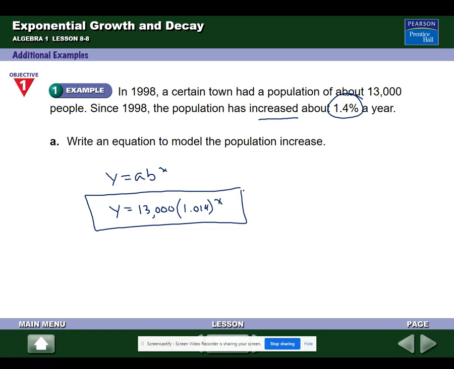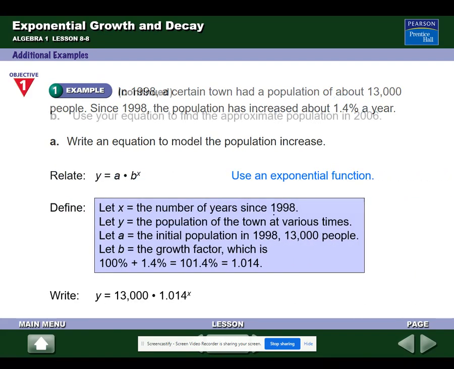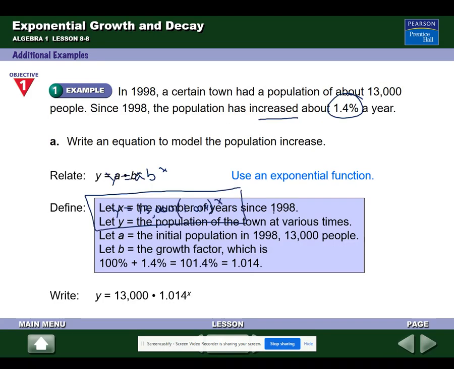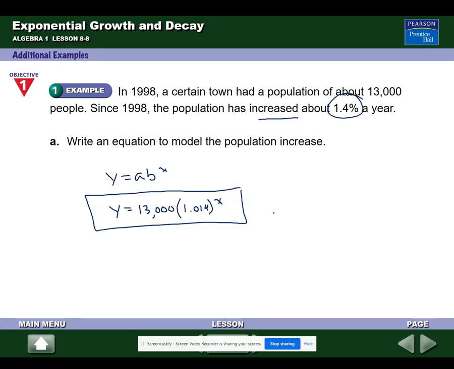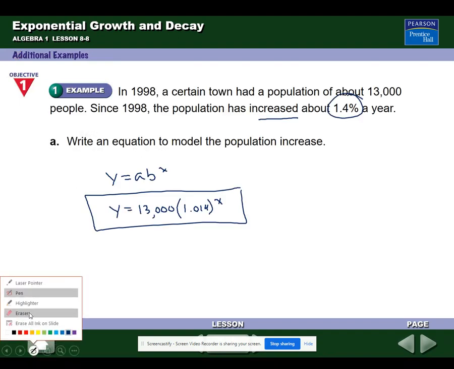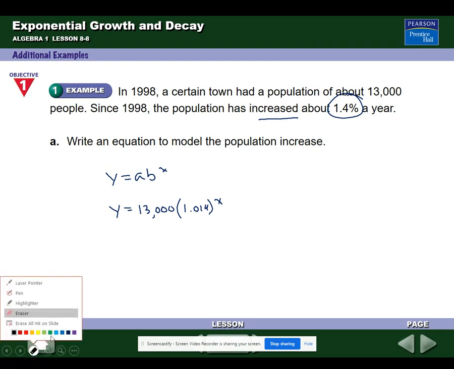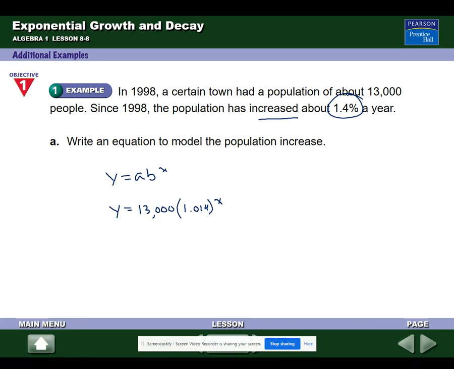So that's what they asked for in A. Then they ask a question in B: use your equation to find the approximate population in 2006. I suppose when this book was new, 2006 was in the future, but now it's well into our past. Anyway, it was a fictitious town to begin with. So think about that. From 1998 to 2006?